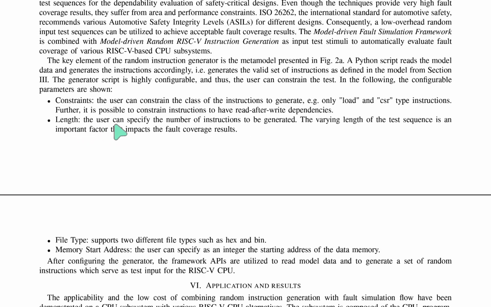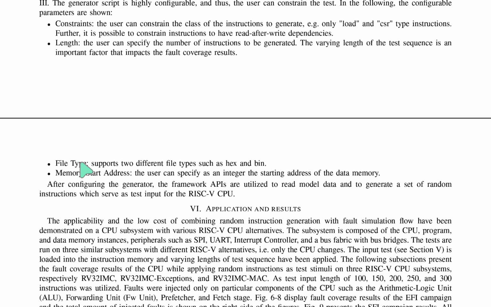Length: the user can specify the number of instructions to be generated. Varying the length of the test sequence is an important factor that impacts the fault coverage result. File type: supports two different file types, hex and binary. Memory start address: the user can specify as an integer the starting address of the data memory. After configuring the generator, the framework APIs are utilized to read model data and generate a set of random instructions, which serves as test input for the RISC-V CPU.